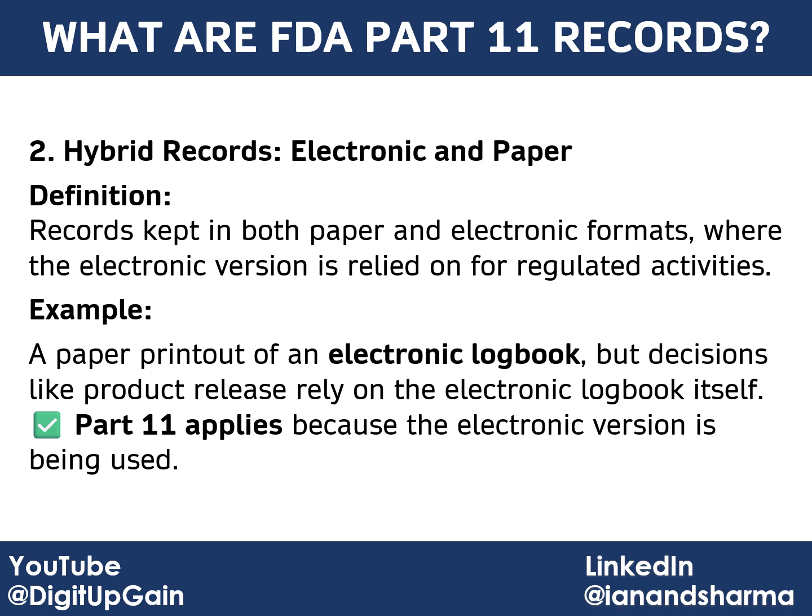Another example, you print a report from a computer, but you mostly use the electronic version to track the progress. The FDA will treat the electronic version as the main record. Key point to remember, decide in advance if you will rely on the electronic or paper version for your regulated task. Write this in your procedures or policies.